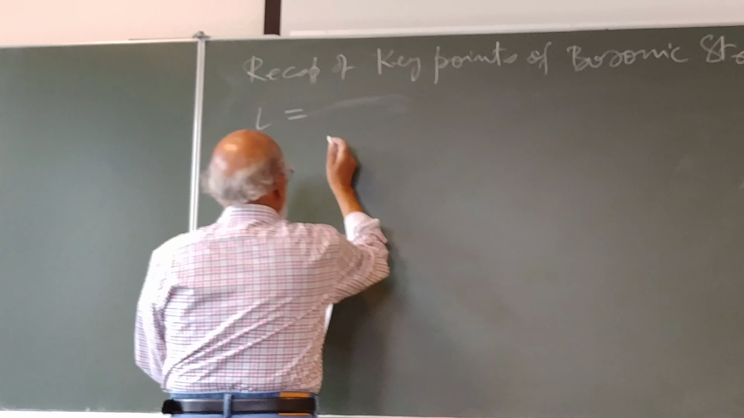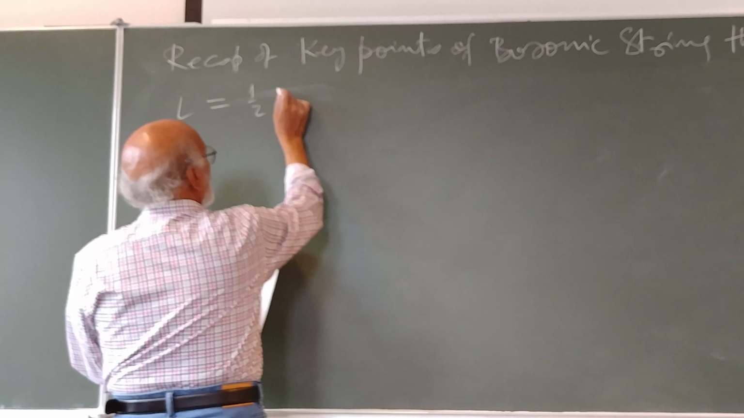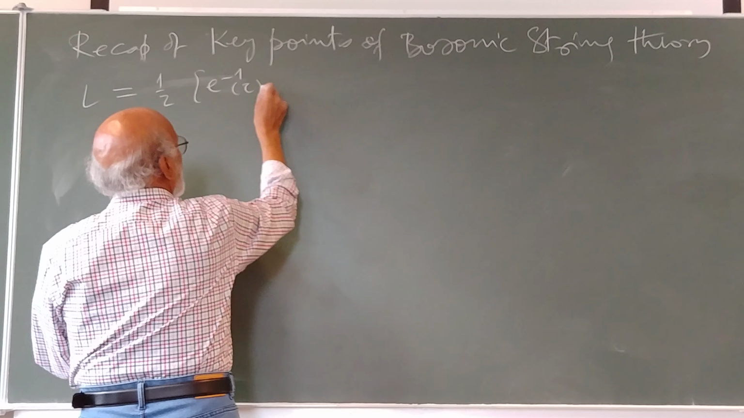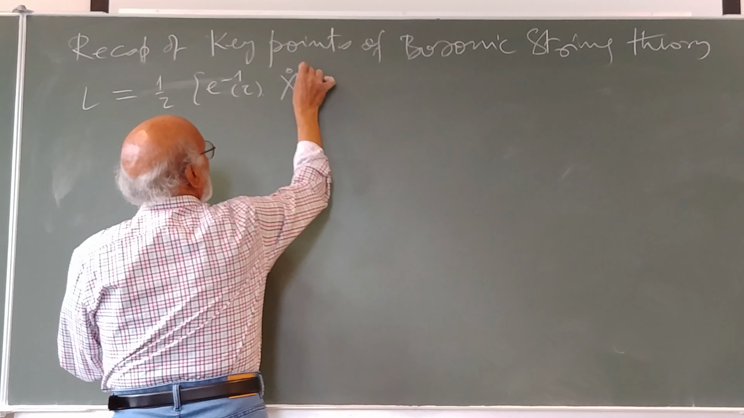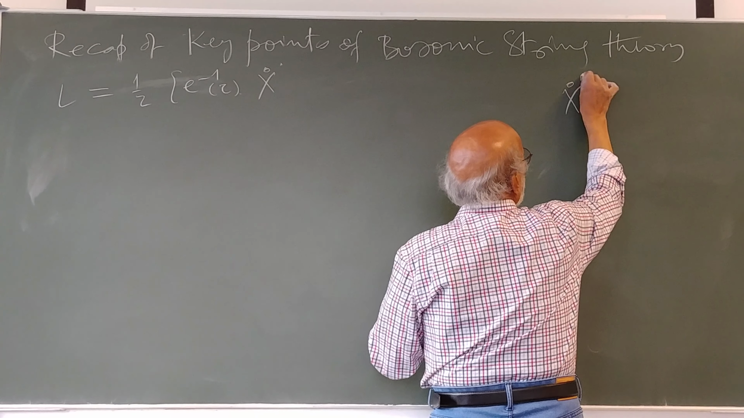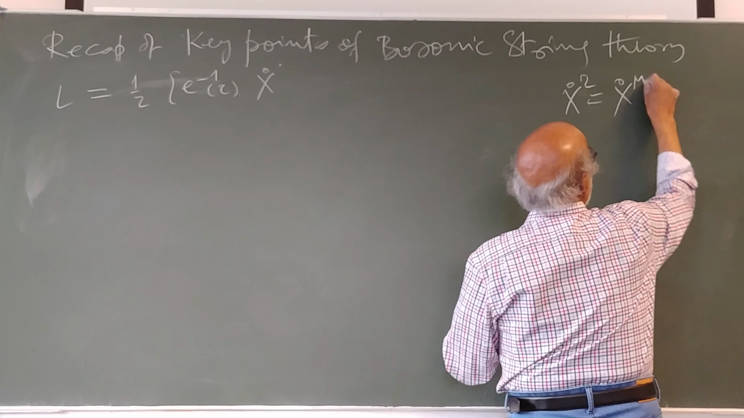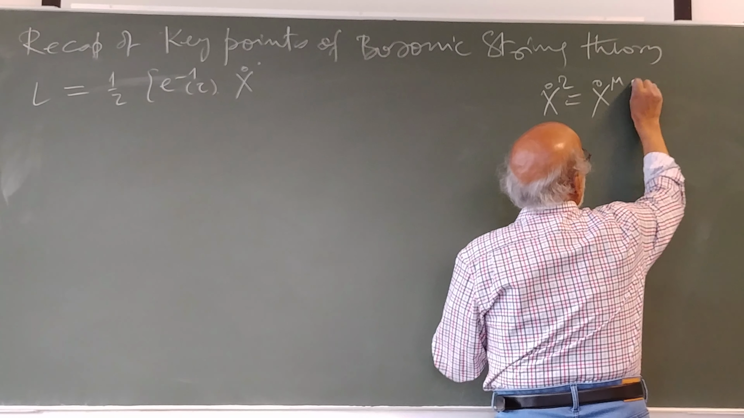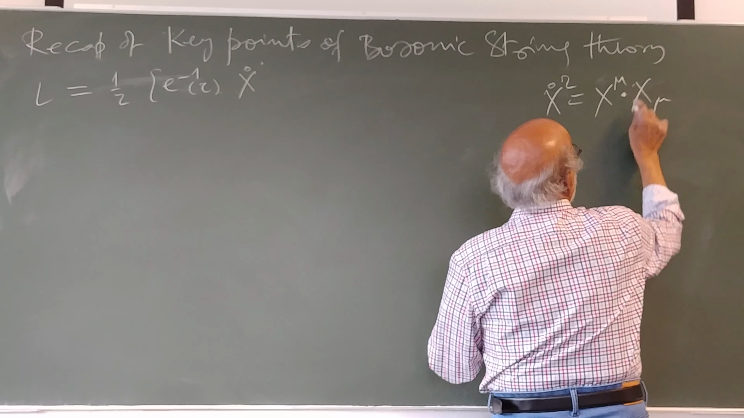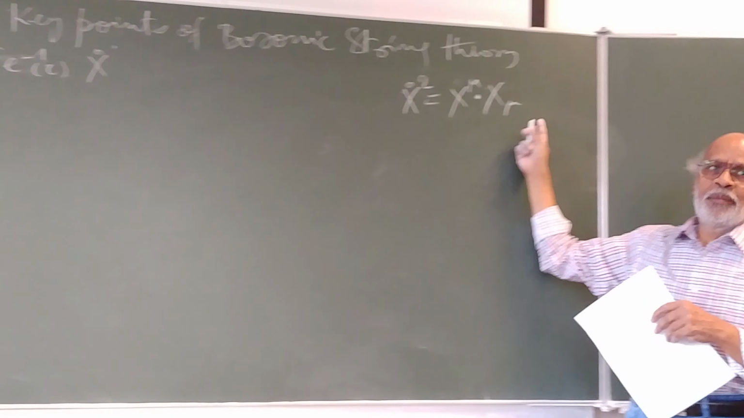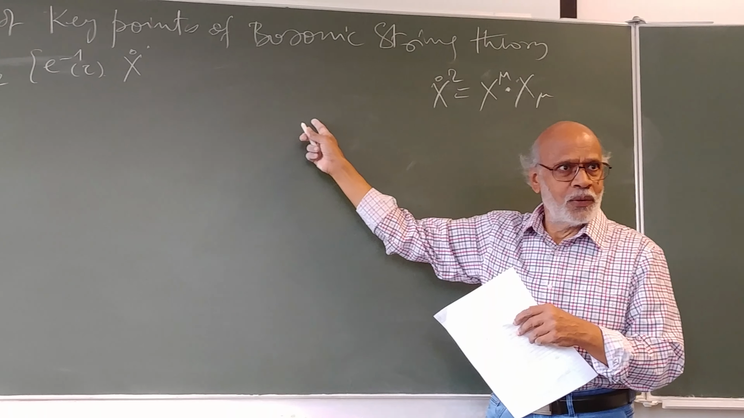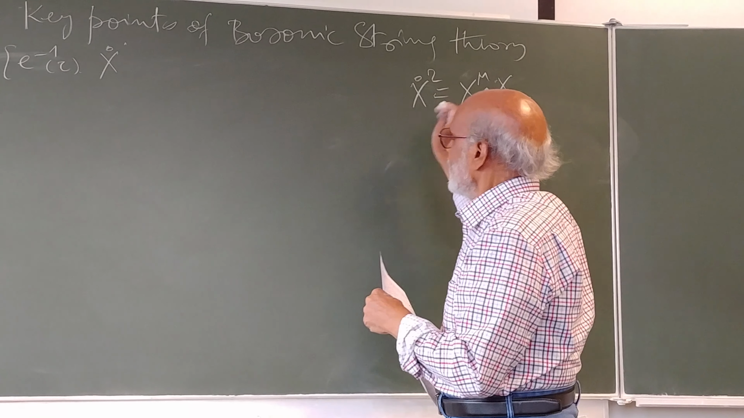The action L as 1/2 e to the power minus 1. If I write x dot square, it means x dot mu x dot mu. Okay, so mu is repeated. I can use x mu dot x mu and x dot square, by dropping the index.